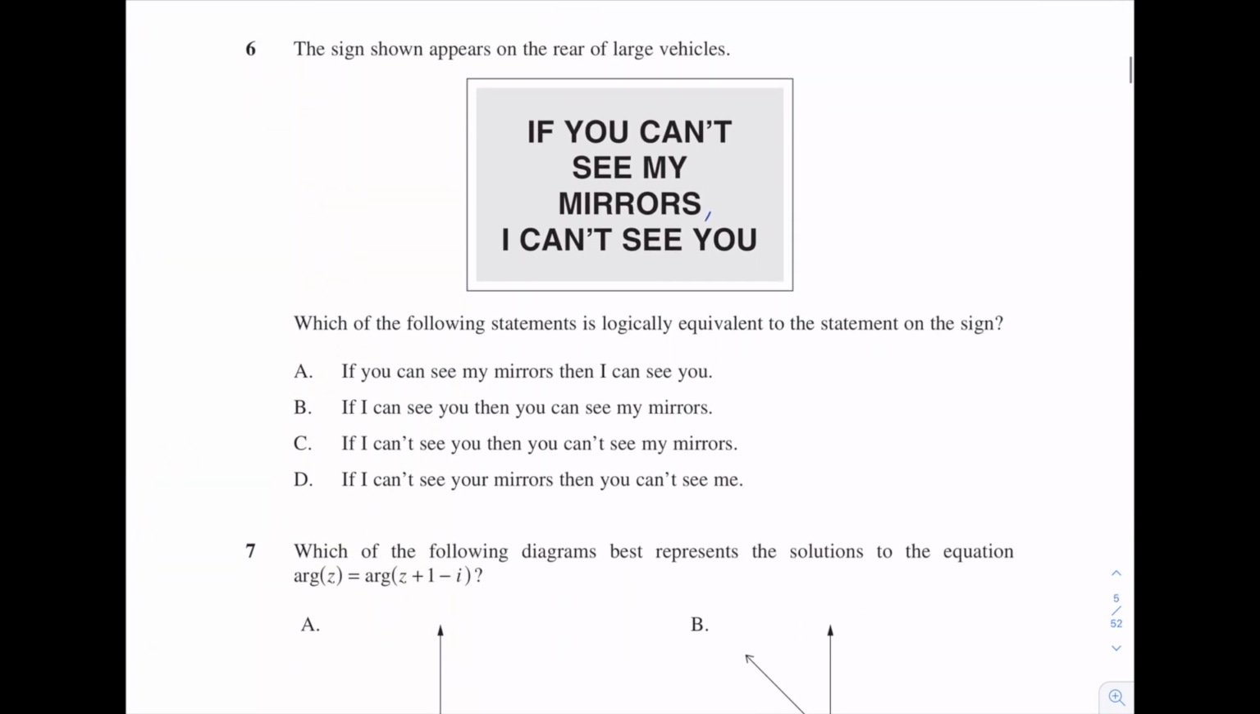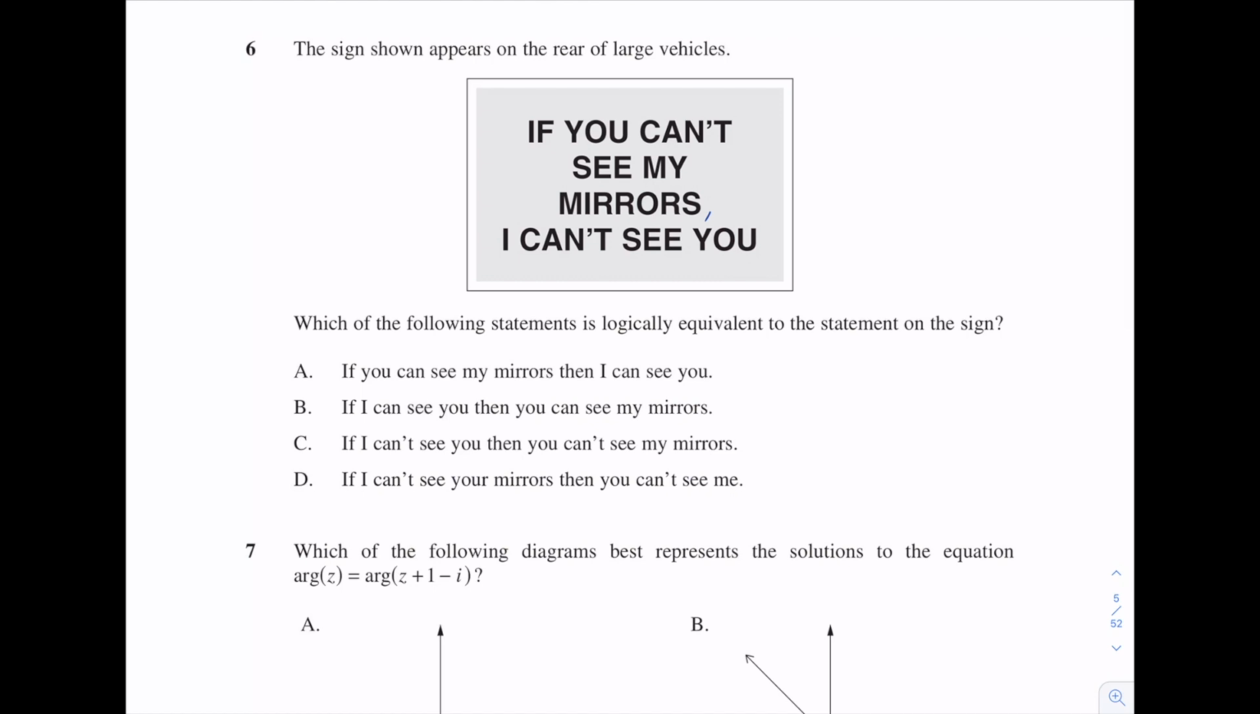All right, number 6. The sign shown appears on the rear of large vehicles. If you can't see my mirrors, I can't see you. And then it's going to ask which of the following statements is logically equivalent.